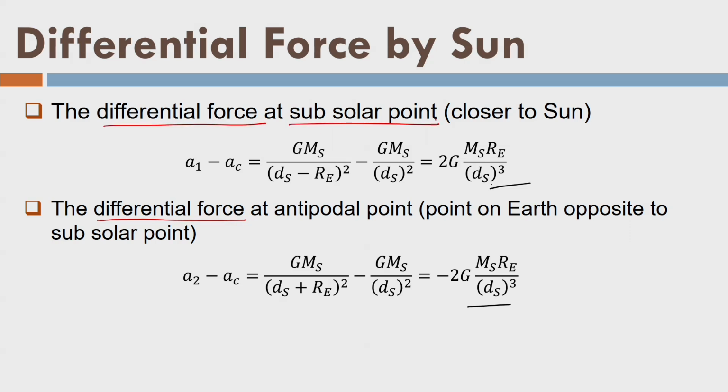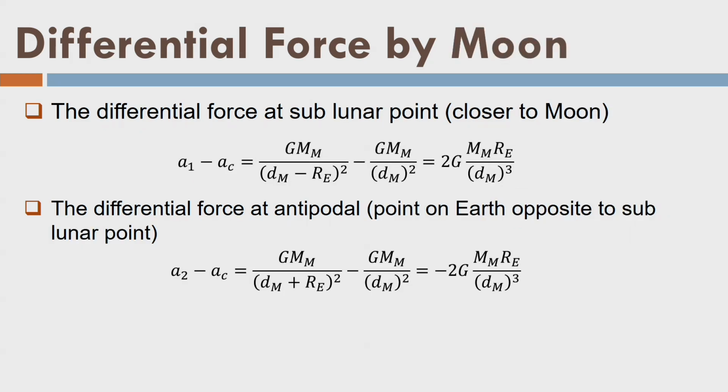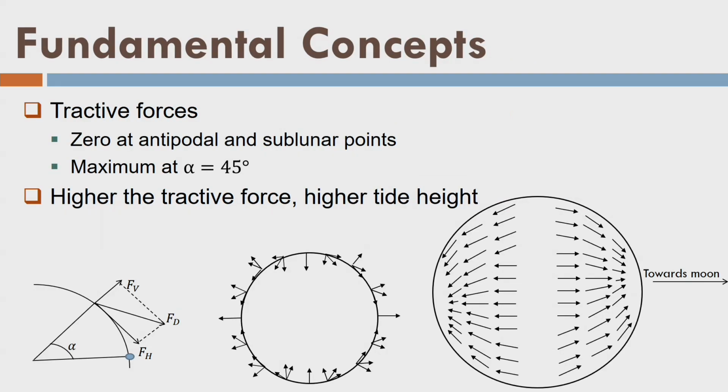at the sub-solar point closer to the sun, and similarly away from the sun, the antipodal point, fine. These are the accelerations acting here. Similarly, for the moon we have written like this. You can check these derivations yourself. Now, we have said that there is an attractive force working on the surface of the earth. What is this attractive force? Basically, the vertical force working perpendicular to the surface of the earth at that point is not going to cause any tide. It can change something, but it is not going to cause any tide.